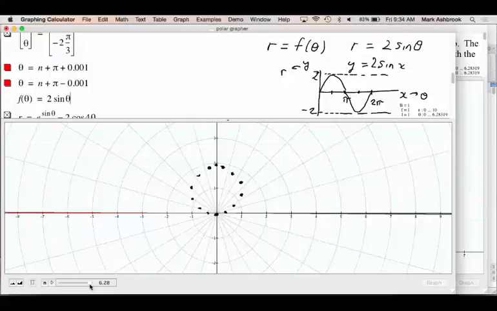Okay, so what exactly is the loop? Is it an ellipse? Is it a circle? Is it something else? So here's how we can figure that out. Look at this. r is 2 sine theta. So can we rewrite this equation in terms of x and y?